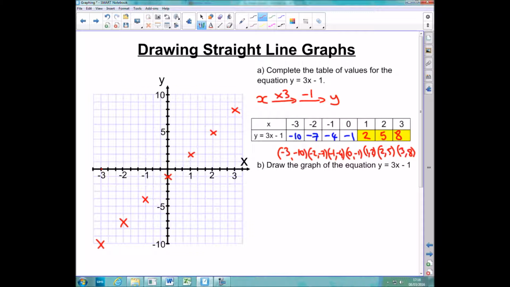So just like in the last example, we've got a straight line here. We need to join that up with our ruler. And we need to name the graph like it says in the question, y equals 3x minus 1. So hopefully that's helped you. Have a go at some practice questions.